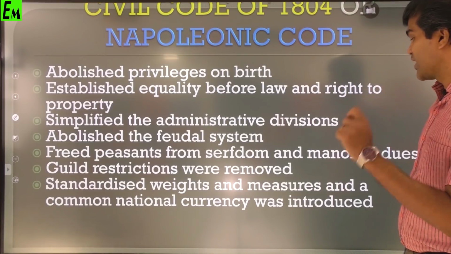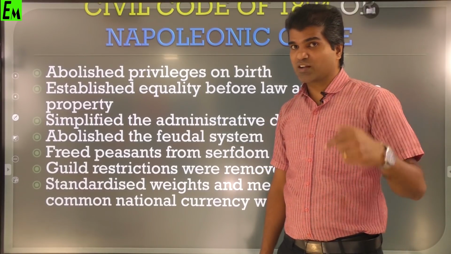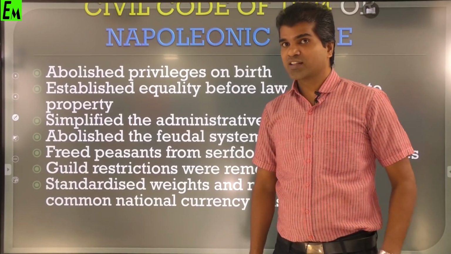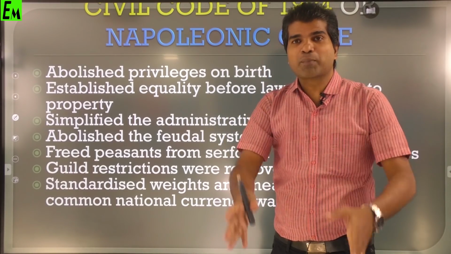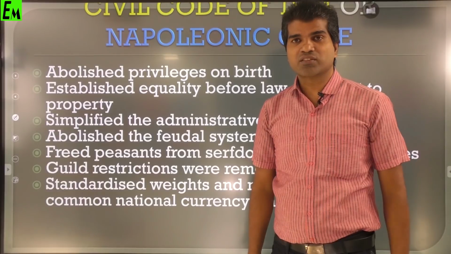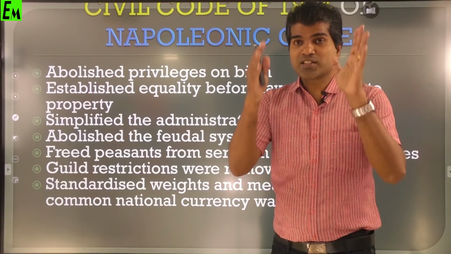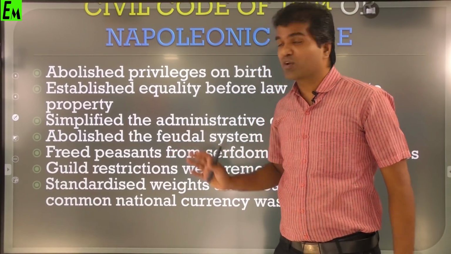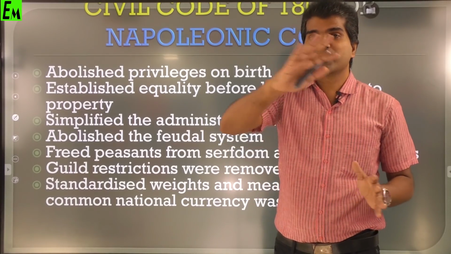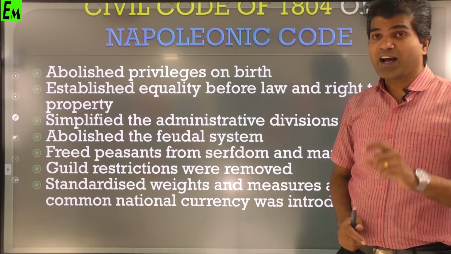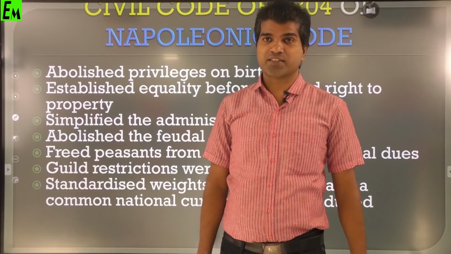And he standardized weights and measures. There was another big problem discussed in the previous slide: French revolutionaries were asking for standardized weights and measures. Because the weighing and measuring system differed from one place to another, it was a very big problem in economic transactions and in trade. Because of that, merchants were not at all ready to do business or trade, and business and trade were stopped. Now Napoleon decided to have standardized weights and measures. The weighing and measuring system got standardized. And he decided to have a common national currency in France.